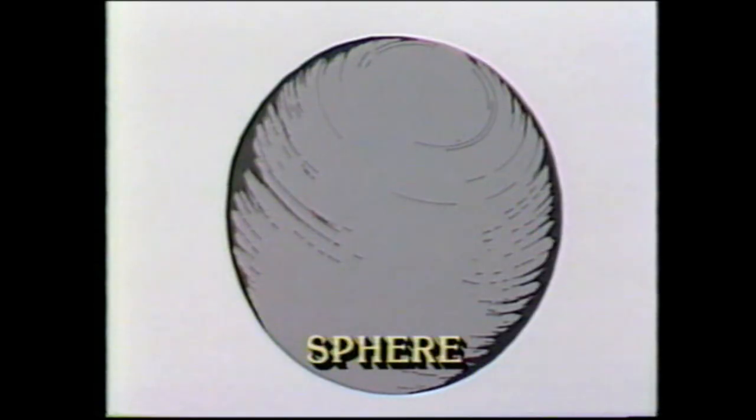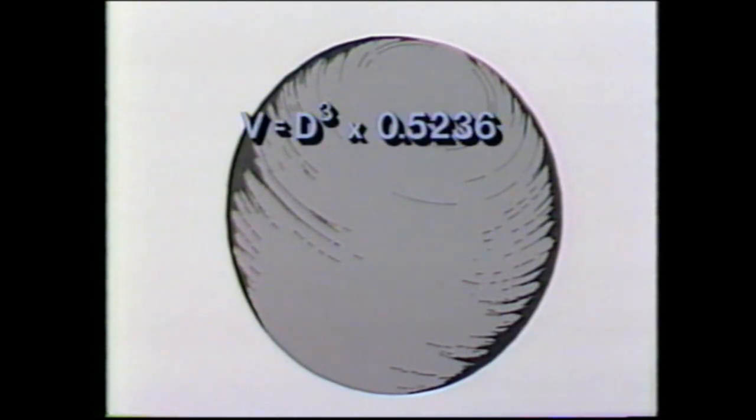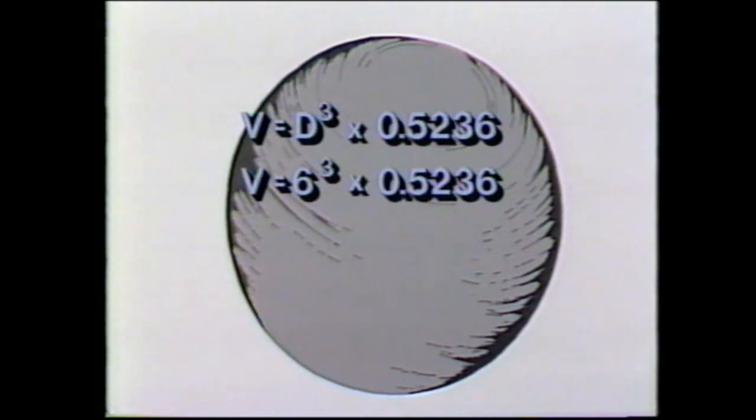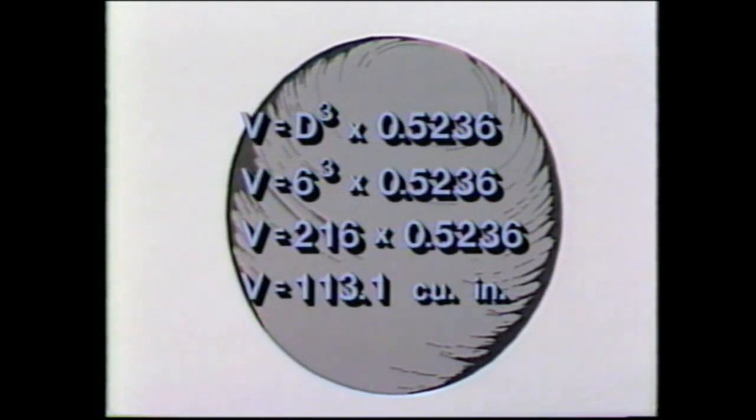The volume of a sphere is found by multiplying the cube of its diameter by the constant 0.5236. This new constant is the result of dividing pi by 6. The volume of a sphere having a 6-inch diameter is 6 cubed, or 216, multiplied by the constant 0.5236. Our result is 113.1 cubic inches. Let's review some of the important points we've covered.